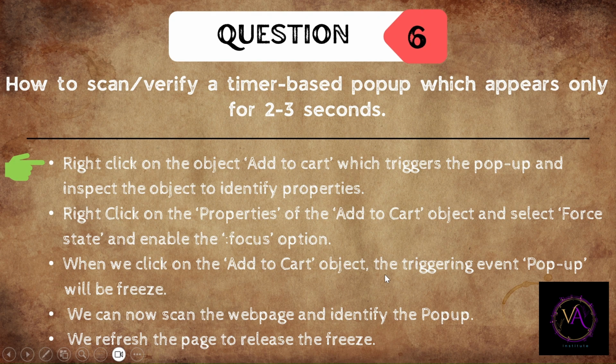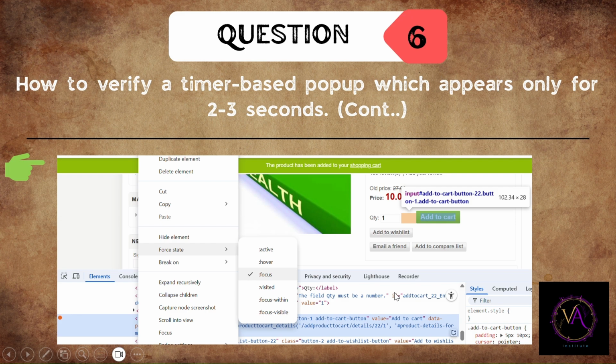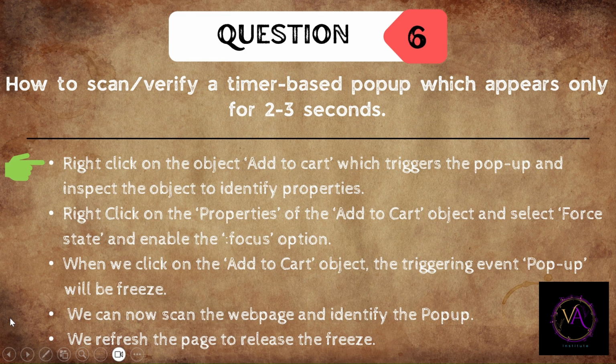See, when you click on the add to cart object, the triggering event pop-up will be frozen. So now we can scan the web page and identify the pop-up. You can simply go to the modules and scan this page. Now this pop-up will be shown and its properties will be shown. So you identify this pop-up, make it unique, and then come back and refresh. Okay, we have identified the module.